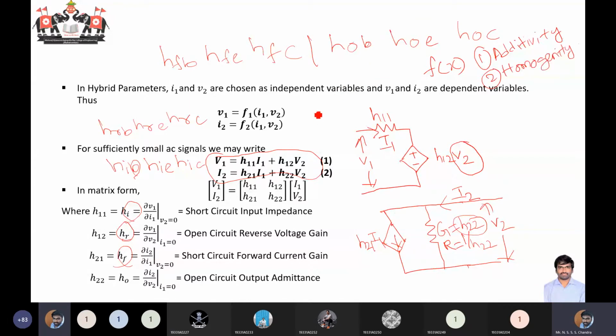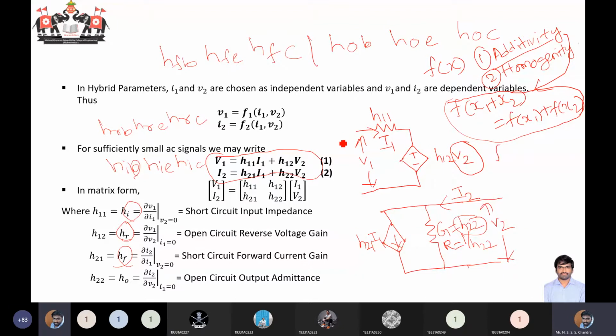Additivity means that if I have a function f of x1 plus x2, I should be able to write it as f of x1 plus f of x2. Or I can say it's the principle of superposition. This has to be satisfied. This is condition number 1. Condition number 2 is homogeneity of degree 1.